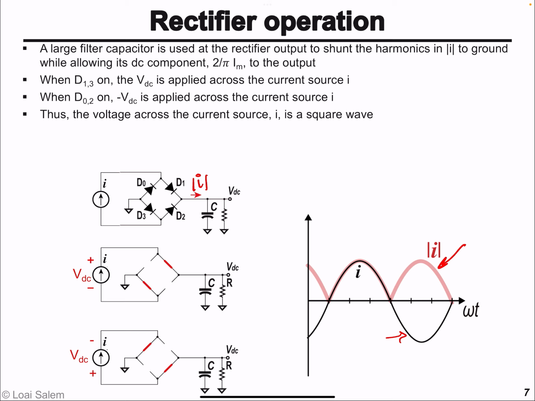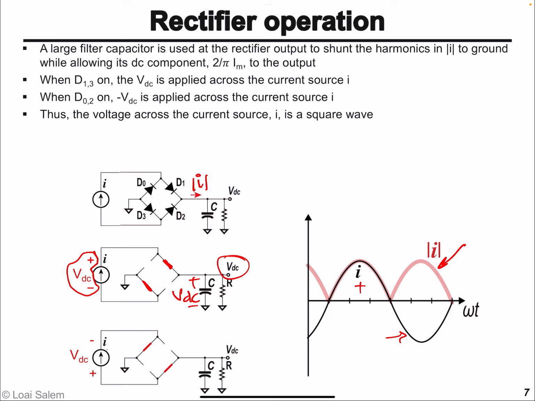And so during the positive half cycle, as I mentioned, we'll find that the odd numbered diodes are on. And so essentially the voltage here is VDC, the DC voltage. And all of VDC will appear across the current source with positive polarity at the top.